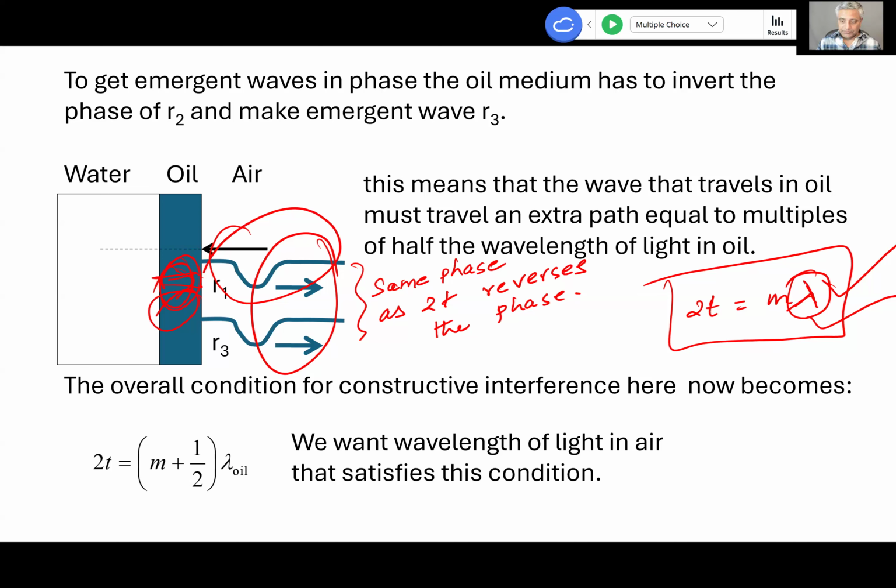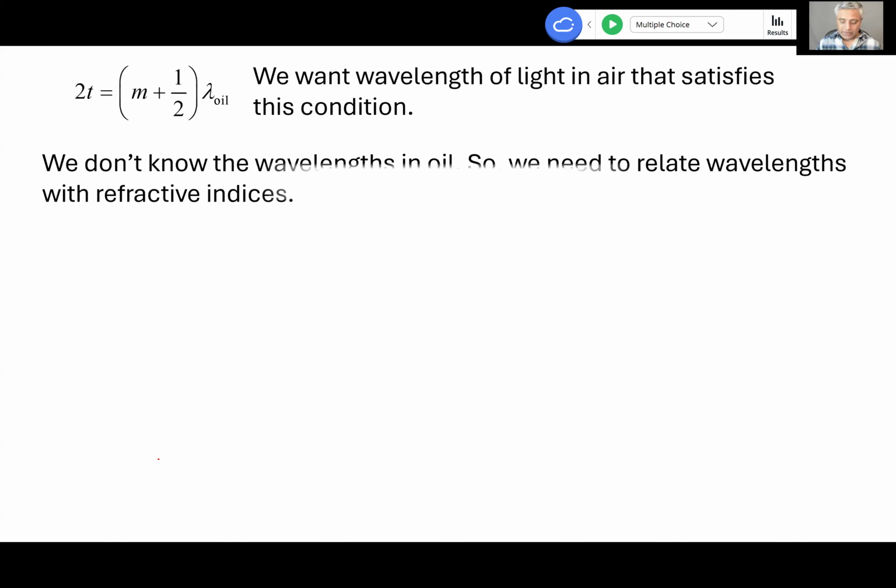Okay, so now we have this condition. The thickness is fixed. So now different values of m are going to give us different wavelengths. That's what we want to figure out. So I just copied that equation. We don't know the wavelength in oil. So how do we figure that out?